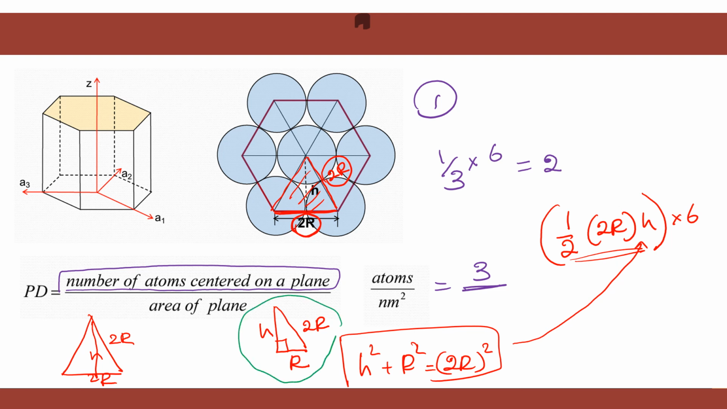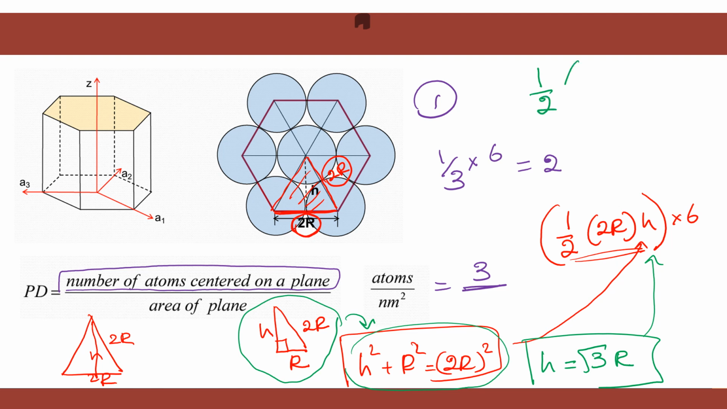It's a right angle triangle. So you can write the Pythagoras theorem and you can find h. So h is what? h is √3 times r. Isn't it? If you solve this, h is √3 times r. 4r squared minus r squared is 3r squared. So √3. So you can substitute it here. Then you have half times 2r times h is √3 r times 6. Is that right?